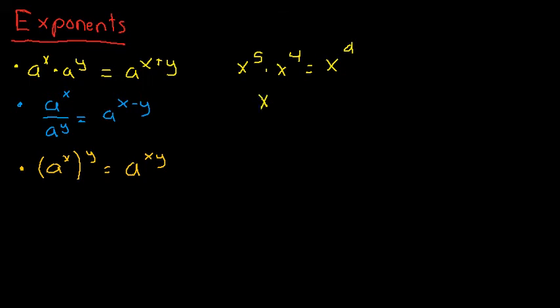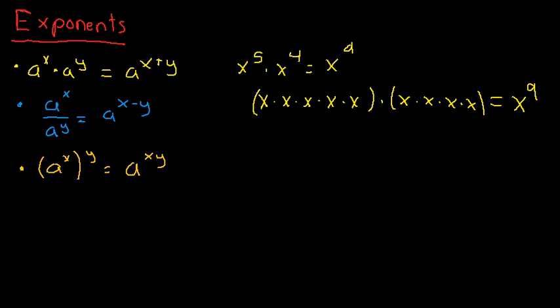Well, what is x to the fifth? x to the fifth is x times x times x times x times x. And what is x to the fourth? Well, x to the fourth is x times x times x times x. Here we have x times itself 9 times, which is going to give us x to the ninth.